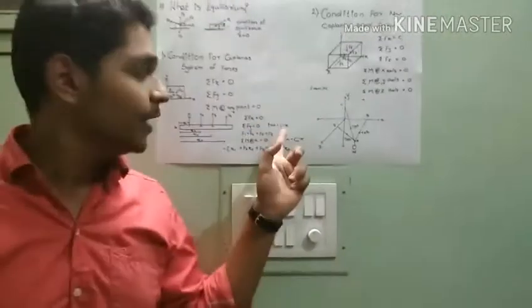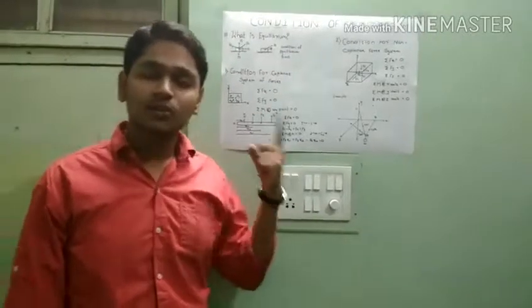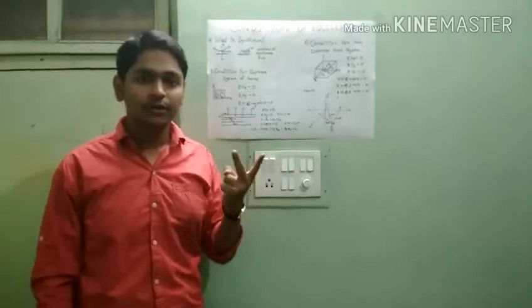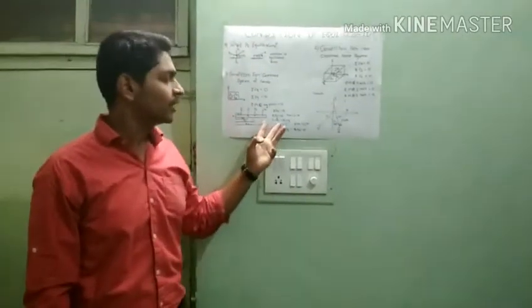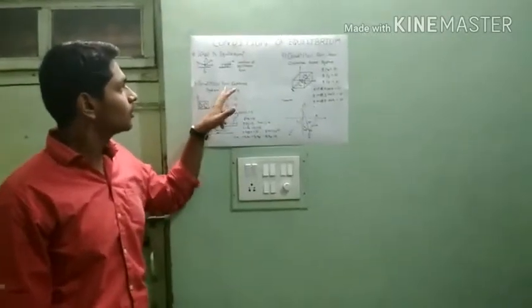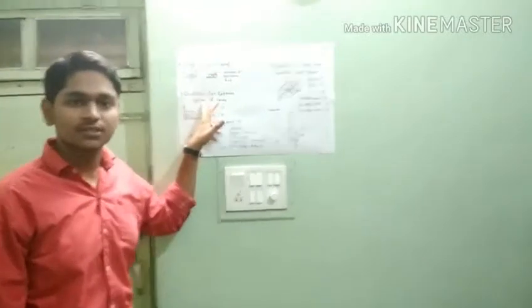These are the 3 main important conditions. I will repeat: summation of Fx should equal 0, summation of Fy should equal 0, and the moment about any point should equal 0. These were the conditions of equilibrium for a coplanar system of forces.